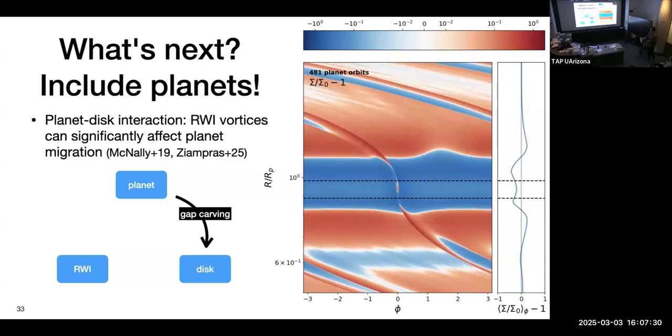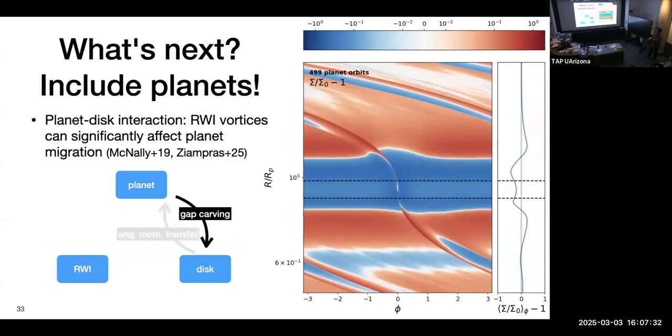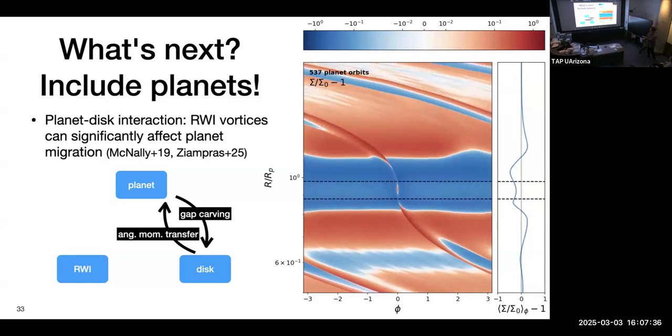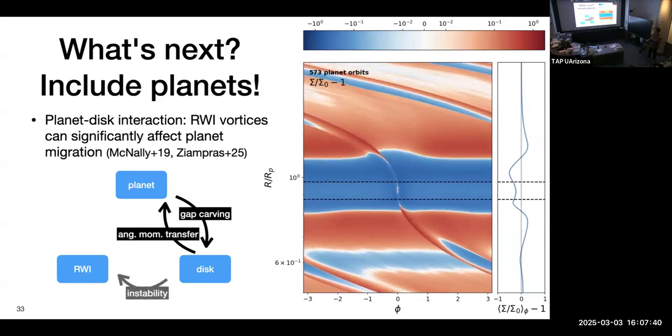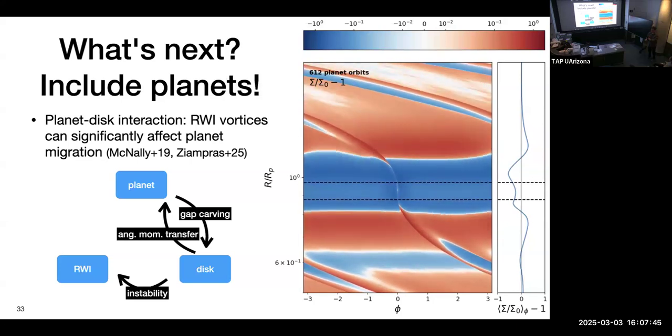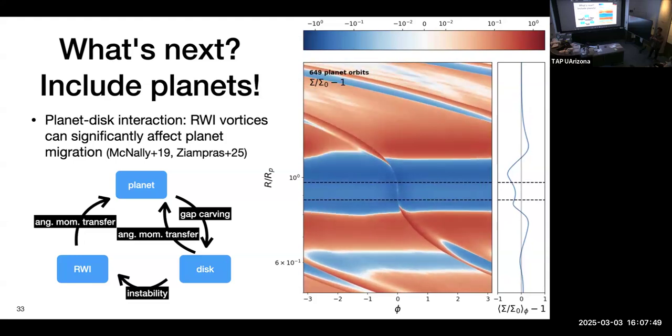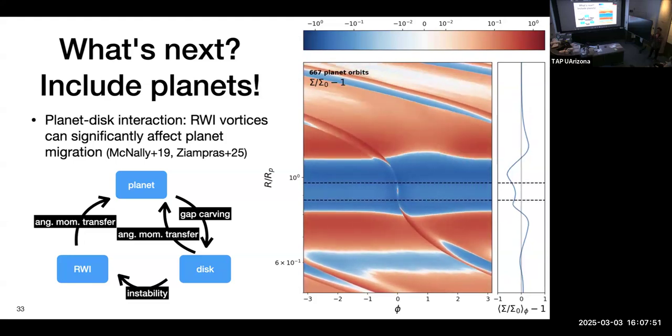So what's happening is the planet carves a gap. The disk responds by torquing the planet. That changes the radius of the planet. But at some point, the disk is unstable to RWI, and it triggers vortices. What the vortices do is also provide torque to the planet and affect the migration. So it's a very interesting problem.